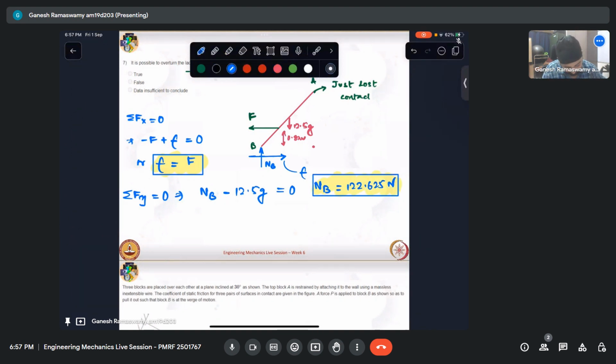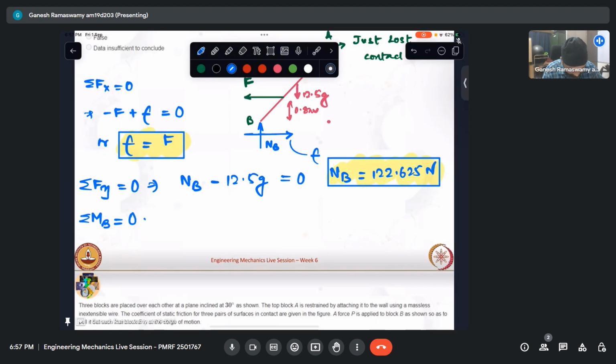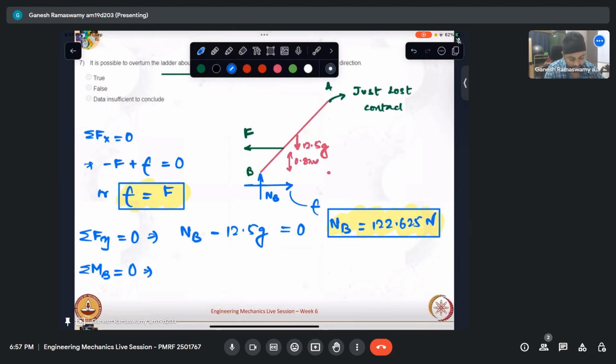Now let us take moment about B and equate it to 0, considering that we are overturning it and it is just at the position where it has just lost contact at A. So naturally F will have this as the lever arm and it will create an anti-clockwise moment. The weight will create a clockwise moment with this distance as the lever arm, which we saw is 4.5 by 2 root 2. B is where we are taking the moment, so naturally these two won't appear there. So let us go ahead and do that.